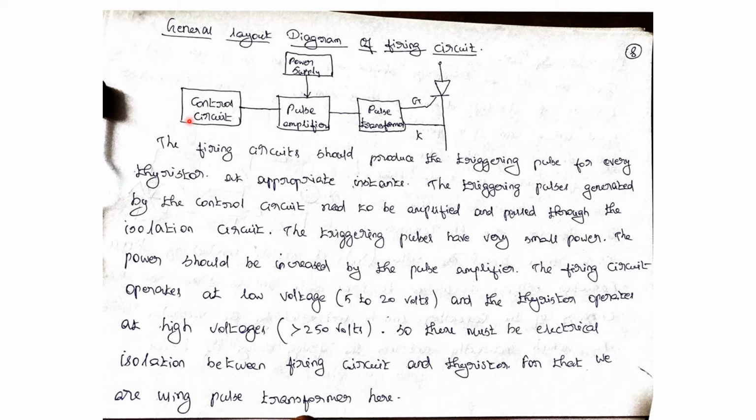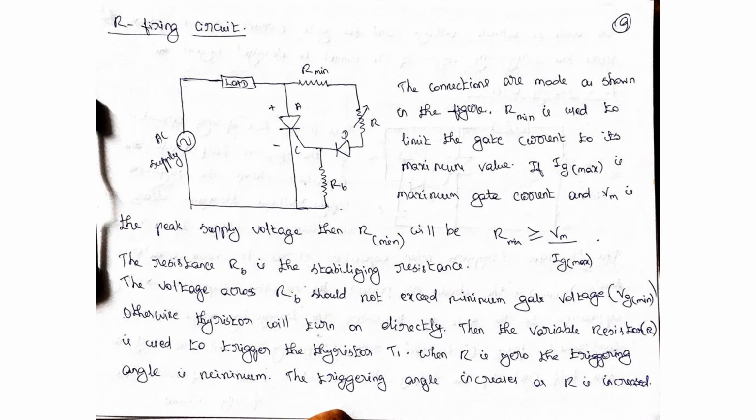Here the firing circuit operates at a very low voltage, that is 5 to 20 volts, but the thyristor operates at a high voltage, greater than 250. So there must be electrical isolation. For that we are connecting the pulse transformer here. That's it. This is the general layout diagram of the firing circuit.